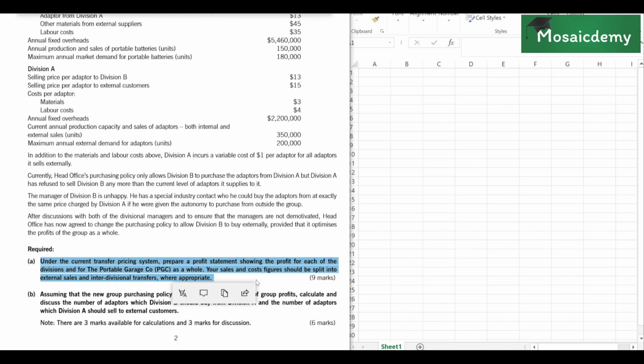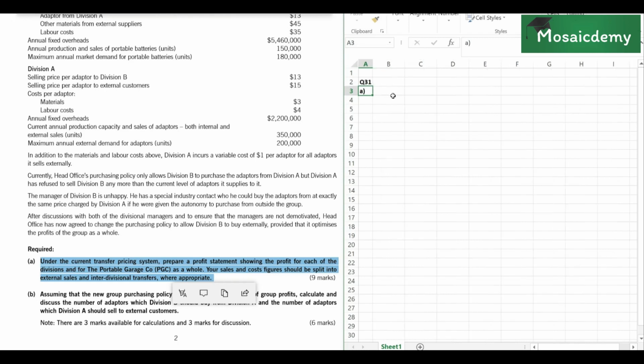So the best way to approach this is we prepare the profit statement of all 3 of them, the 2 divisions, the selling and the buying division, and the company next to each other. Okay, so let's start by labeling our question. This is question number 31. Once again, as always, we'll make the question title and everything bold to distinguish it from the rest of the answer, and we'll keep it in a separate column to make it look more presentable.